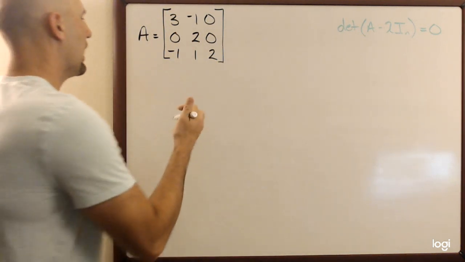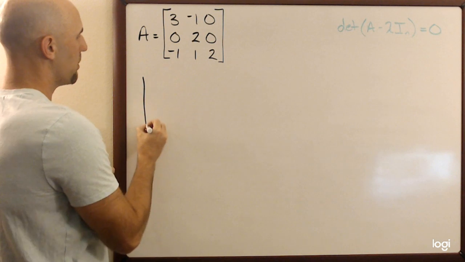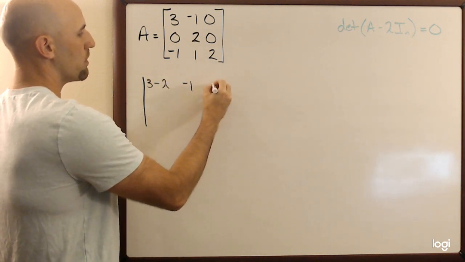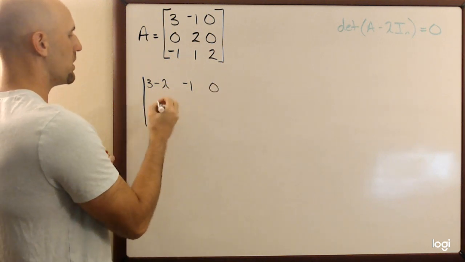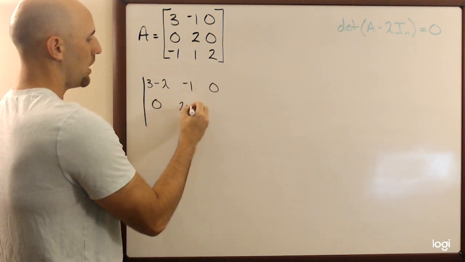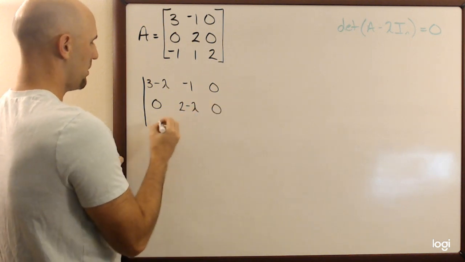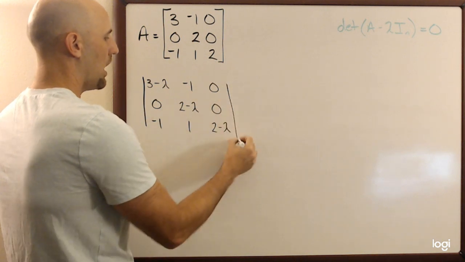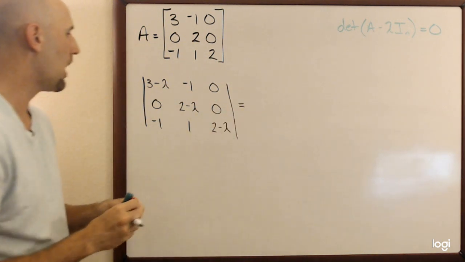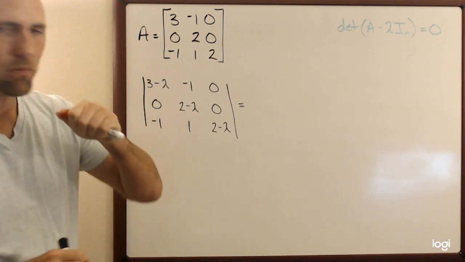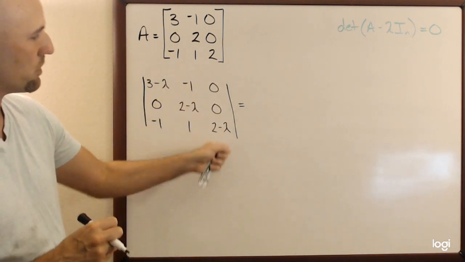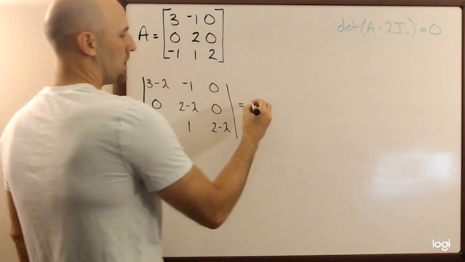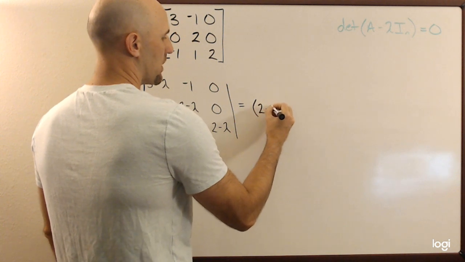So I'll look at my determinant. I'll subtract lambda from each of my diagonal entries. So there we go: 3 minus lambda, negative 1, 0, 0, 2 minus lambda, 0, negative 1, 1, and 2 minus lambda. We'll go ahead and take a determinant here. We'll expand this by the second row. It's got a bunch of zeros in it. Technically I could use the third column, but I'm kind of partial to rows. So we'll take out the value itself, that's 2 minus lambda.